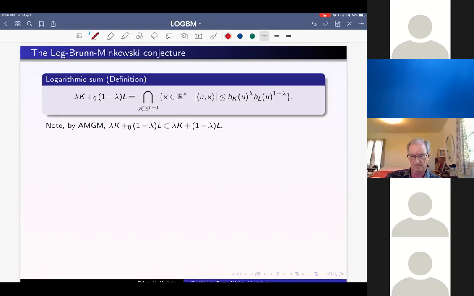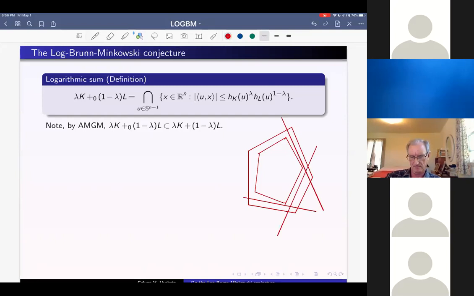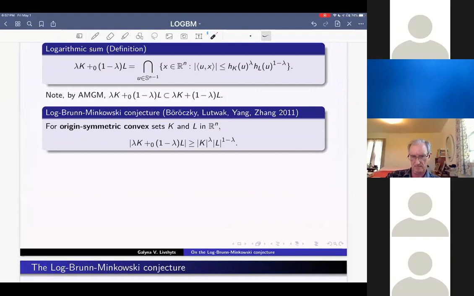Ideologically, imagine K is, let's say, a polytope and L is another polytope with parallel sides. What we do is we draw another polytope and the distances to the sides are geometric averages of the distances. This is the zero sum, the logarithmic sum. Because of the arithmetic-geometric mean inequality, the zero sum is always smaller than the usual Minkowski sum. It's a smaller sum. But Boroczky, Lutwak, Yang and Zhang conjectured in 2011 that for origin-symmetric convex sets K and L, the zero sum, although it's a smaller set, can still be estimated from below by the geometric average of volumes, just like the arithmetic sum can by the Brunn-Minkowski inequality.